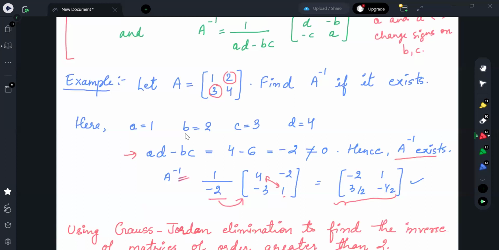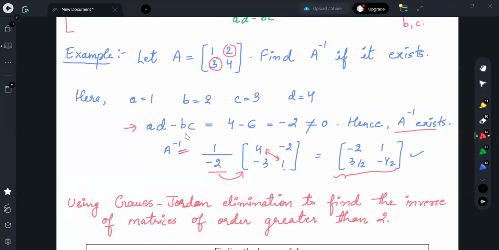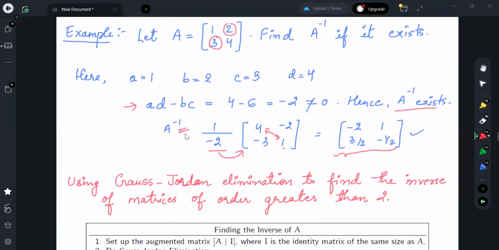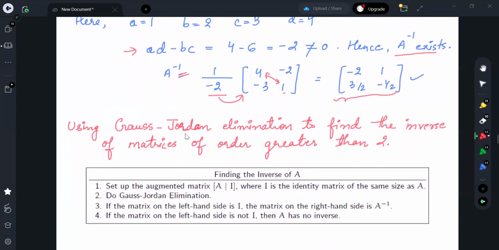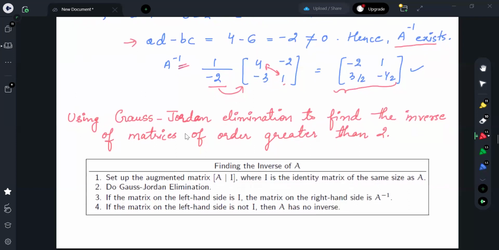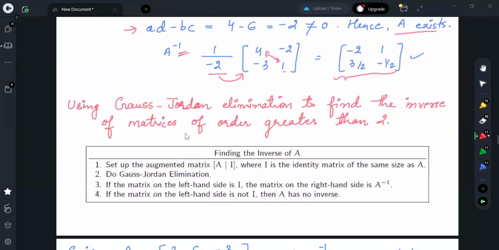So what happens if a matrix is square but not 2 by 2? If it's of higher order, how do we find the inverse? The first technique that you're going to learn in this video will use Gauss-Jordan elimination. There are other ways to find the inverse of a square matrix of order higher than 2. We will learn about those methods in future videos. So how do I apply Gauss-Jordan elimination to find the inverse of matrices of order greater than 2? We will follow these steps.